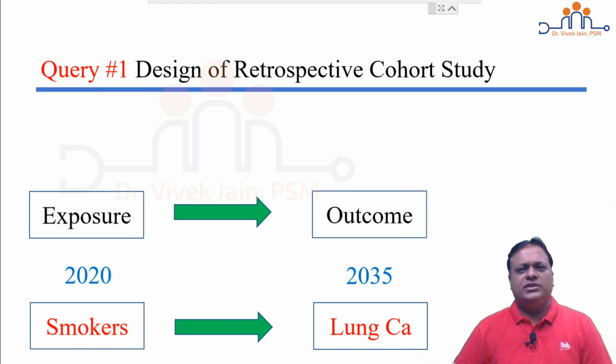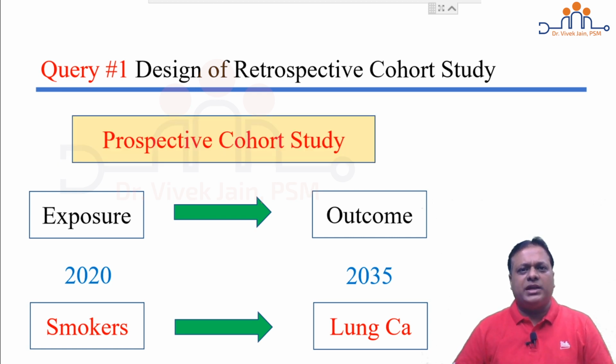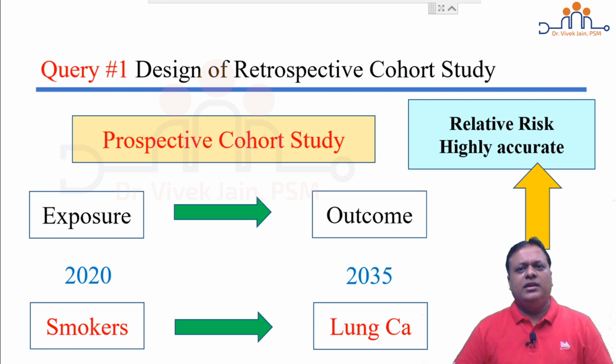If a large number of smokers develop lung cancer, smoking could be a possible risk factor for lung cancer. This study design, which is forward looking in nature, why forward looking? I am starting today in 2020 with exposure, then I'm going in forward direction till 2035 till the outcome occurs, is known as prospective cohort study. Prospective means forward, cause to effect. Now, this is a very good study design. Why? You can calculate relative risk, one of the major strengths of association, and this is highly accurate measure of strength of association.